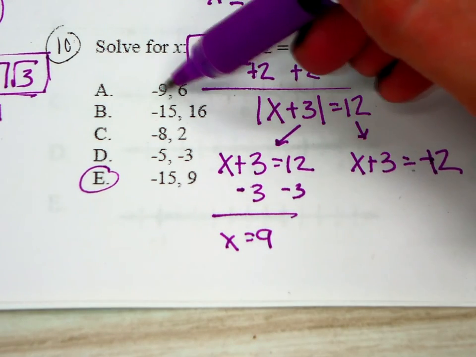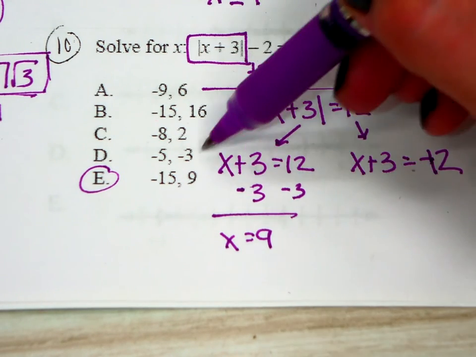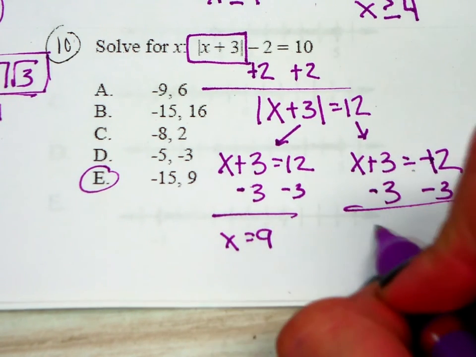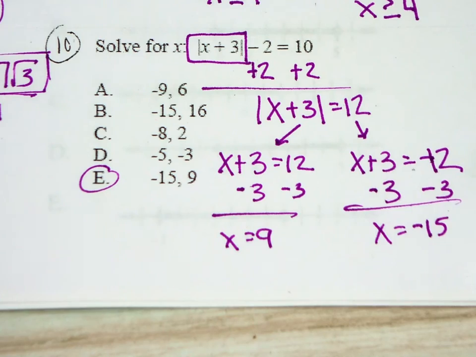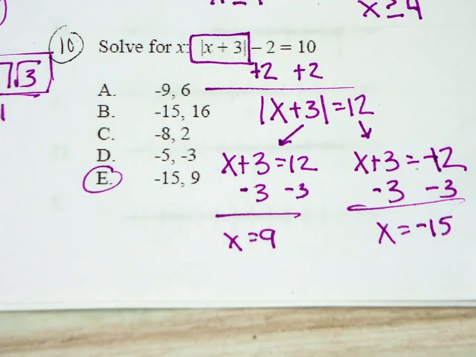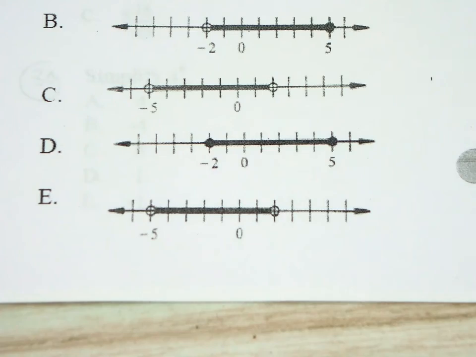Notice how this is negative. That doesn't even have 9. None of these do. That's my only answer. So I'm going to test it. Subtract 3. X also has to equal negative 15, which is E. So be mindful. The ACT does not care if you finish this problem. If you can narrow it down and know your answer, you're good to go. All right, let's continue on. Number 11.